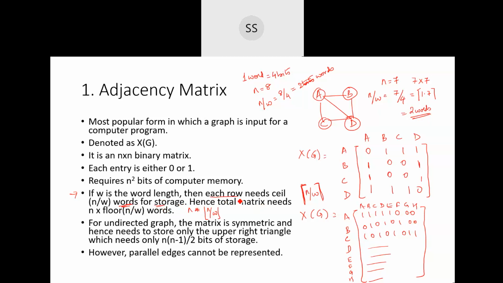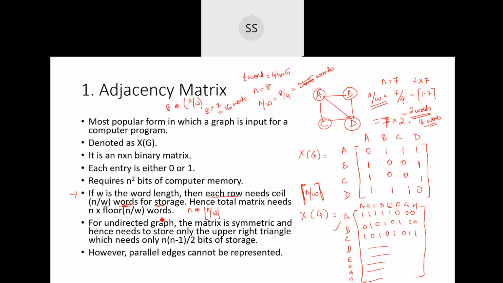Now, what about the total matrix? For a single row it is n by W, and how many rows do you have? If you have 8 rows, it is going to be 8 into n by W, so 8 into 2, which is 16. You will need 16 words in this example. What about when n is equal to 7? It is 7 into 2, that is 14 words. It is going to use 14 words.